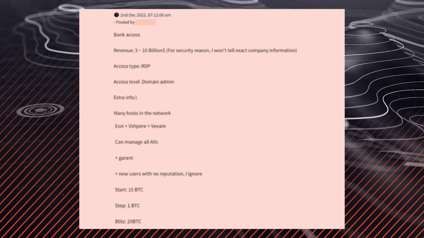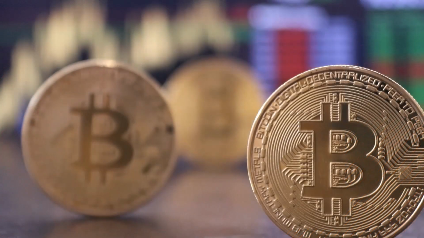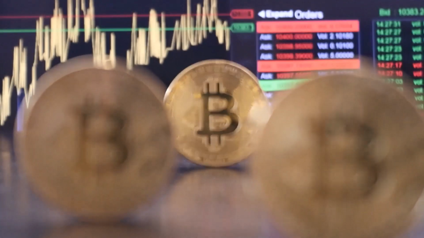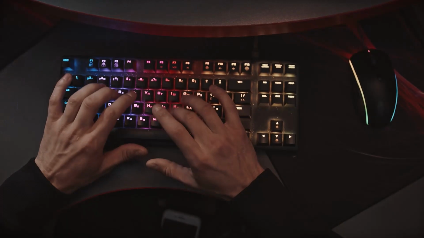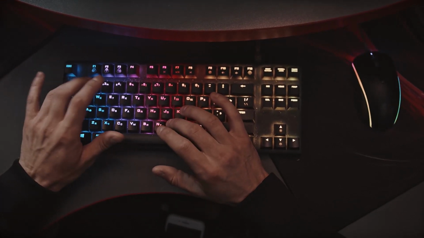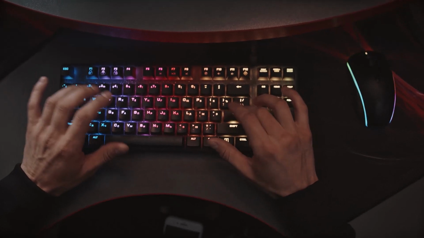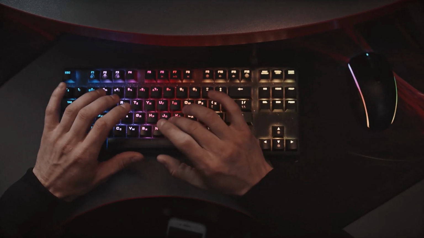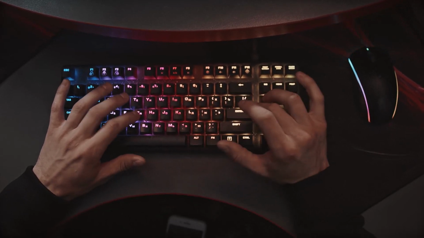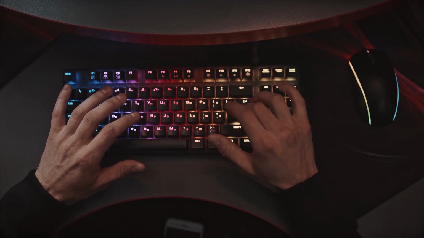And the final bit down there is the bidding process: start, step, and blitz. We are going to start with a bid of 15 Bitcoin. If I want to outbid the previous bidder, I need to increase my bid by at least 1 Bitcoin. And then the buy it now, the blitz price, is 20 Bitcoin. I think back in 2022, when this all kind of went up, 20 Bitcoin was close to $400,000. So it's a significant amount to pay for this initial access. Hence, they want to know what their potential return on investment is going to be.